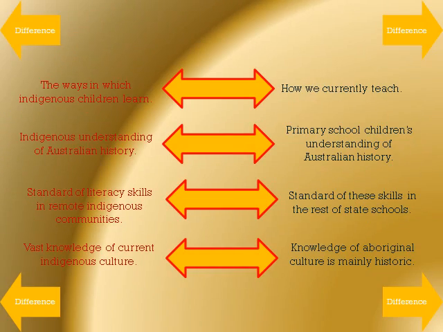This issue also touches on difference. The first difference is between the way in which Indigenous children are taught and the way in which we currently teach. The second difference is between the understanding of Australian history from an Aboriginal perspective and the typical primary school student's understanding of Australian history. Another difference is that between the standard of literacy skills in remote Indigenous communities compared to the level of literacy skills in the rest of state schools. The final difference I am pointing out is Aboriginal children having a vast knowledge of culture, whereas the knowledge of Aboriginal culture amongst other children is mainly historic.